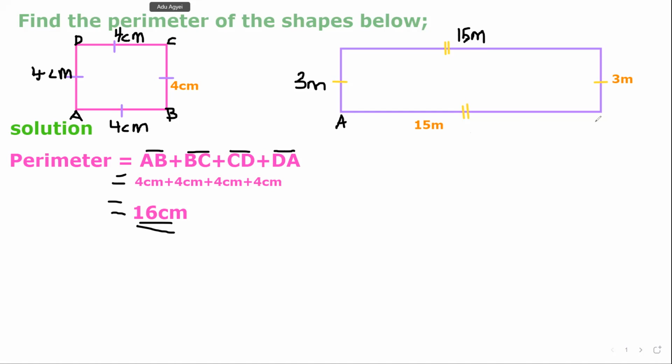Point A, point B, point C, and then point D. Okay, good. So you are going to add all the line segments around the shape. We start from point A and add all the line segments that form the shape. Therefore, let me write the perimeter here.